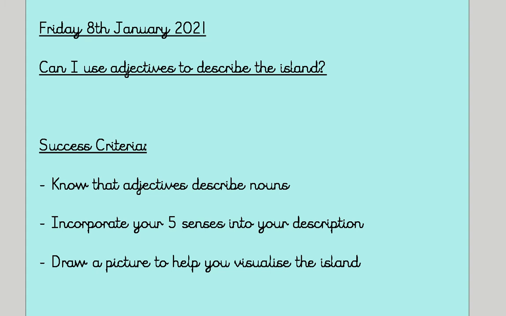So let's get started. Let's first think about what has happened so far in the story. If you want, you could pause this now and talk to the person next to you, or if not, you can read along with me.